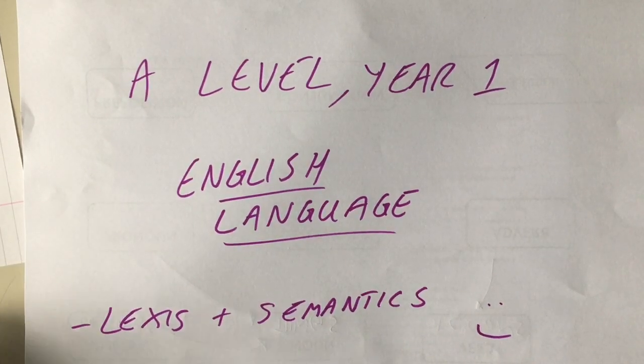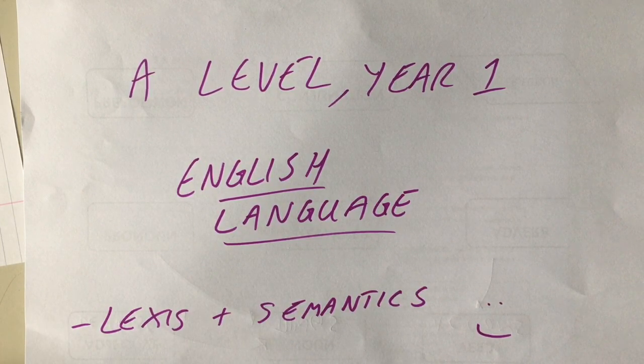Okay students, so it's time for the second of our independent learning videos for the 2-year A-level linear course in English language. So last lesson we were looking at word class, and you should have had a test on that by now. This lesson we're going to be looking at Lexis and Semantics.